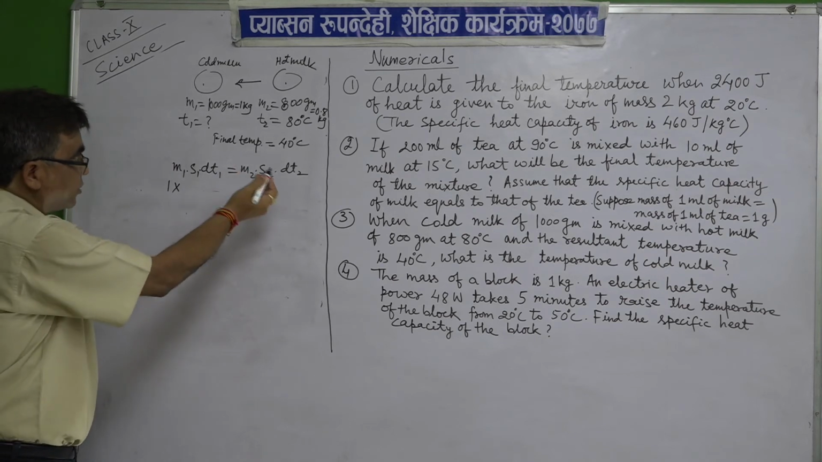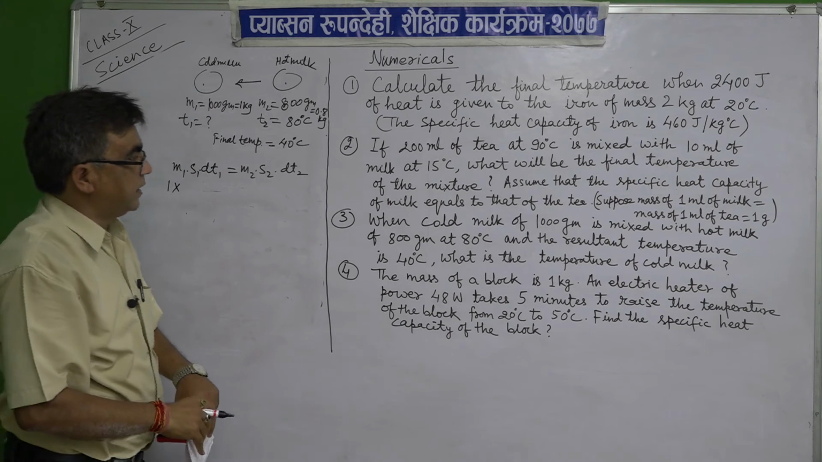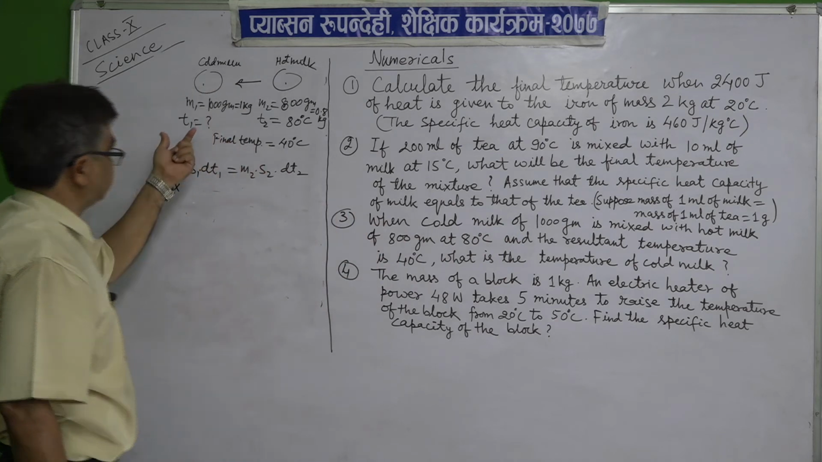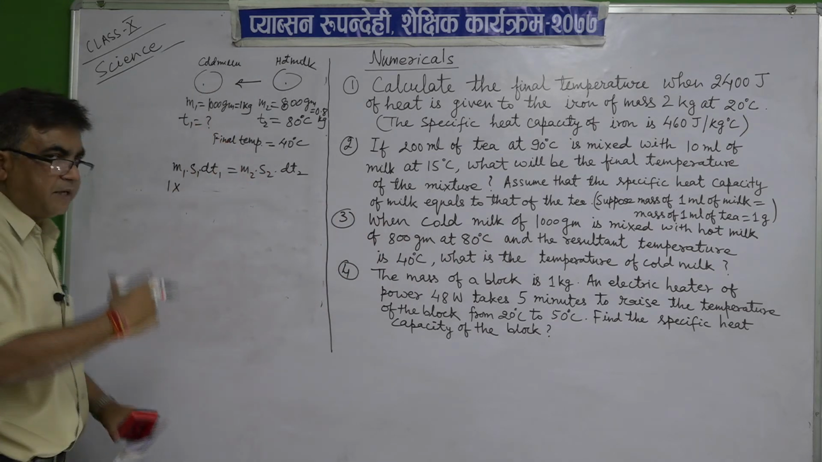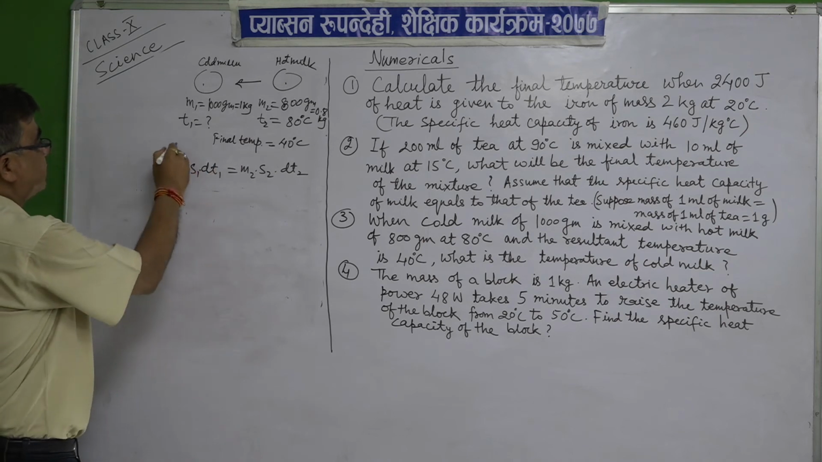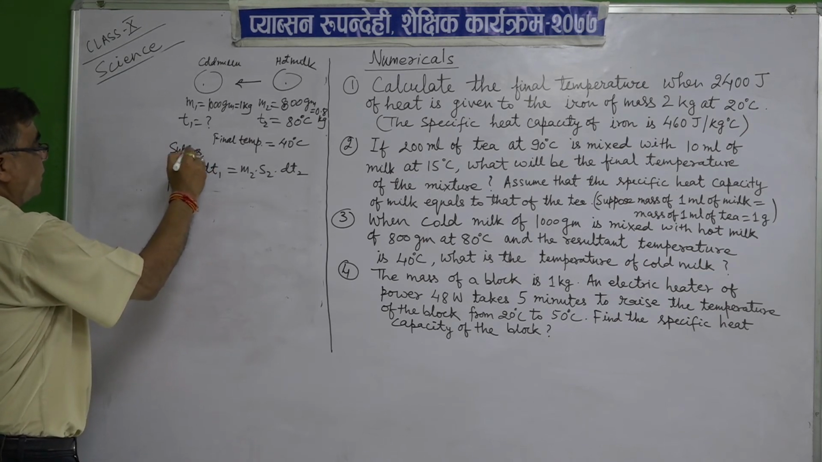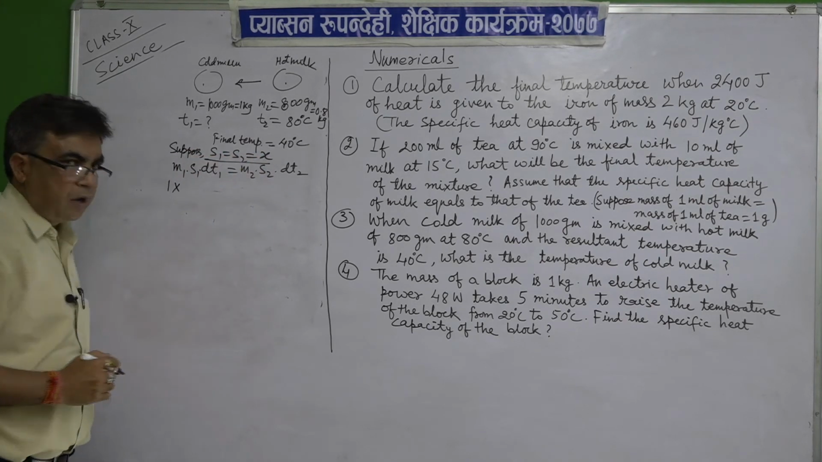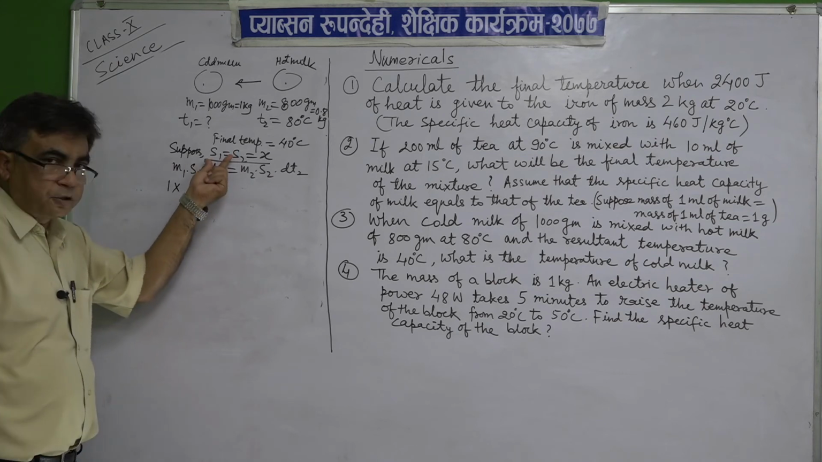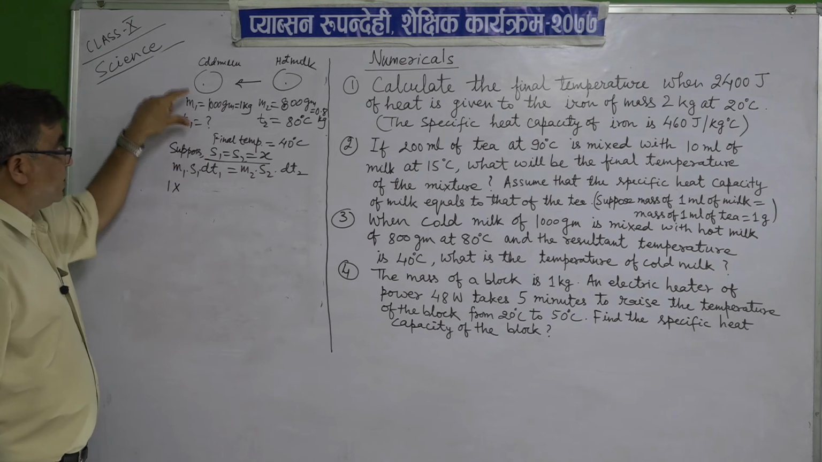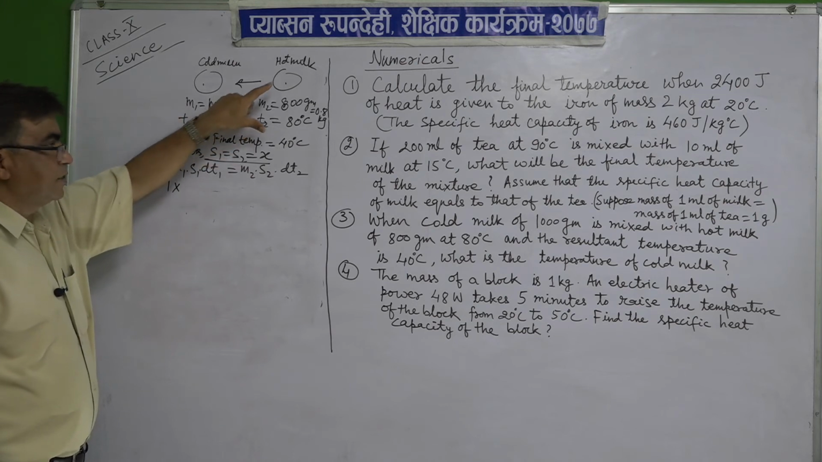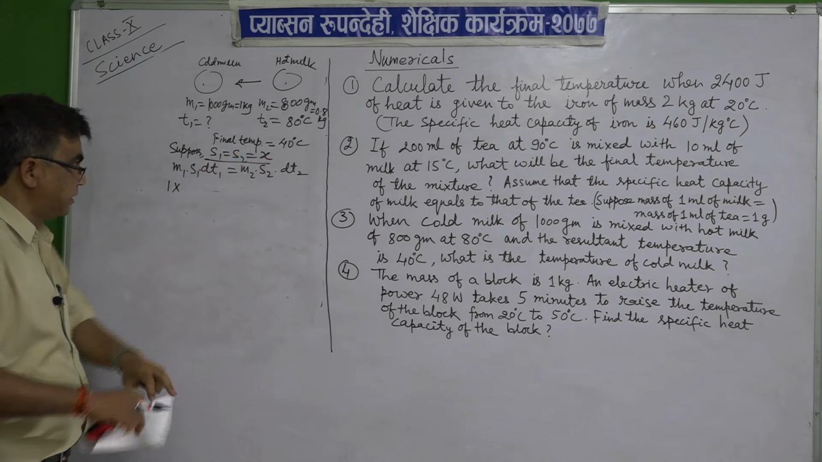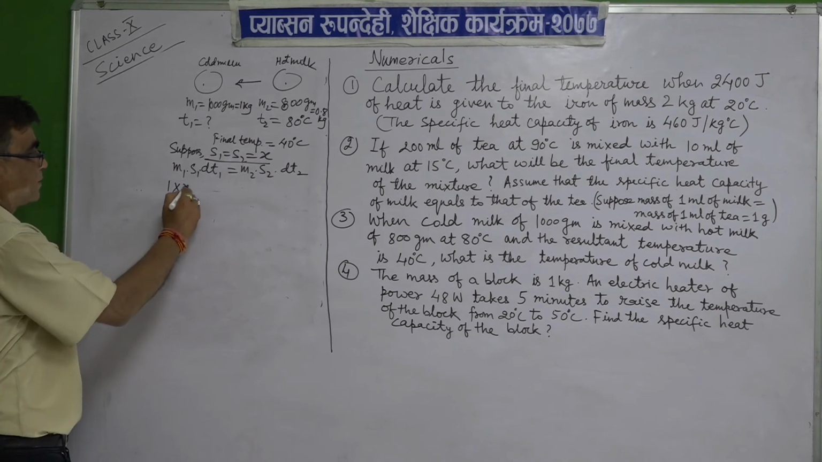Now S1 and S2. One more thing is given: cold milk of 1000 gram is mixed with hot milk. Both are milk, so they will have the same specific heat capacity. Here you have to write S1 equals S2 equals x. S1 is the specific heat capacity of cold milk, S2 is the specific heat capacity of hot milk. The substance is the same, milk, so they will be equal, and suppose that is x. So in place of S1 you can write x.